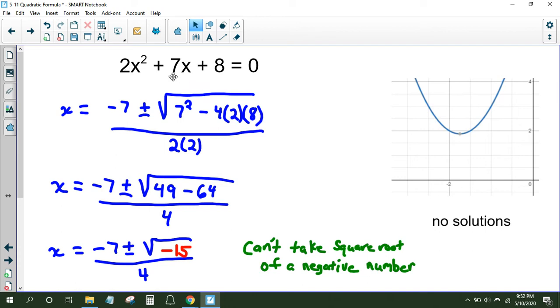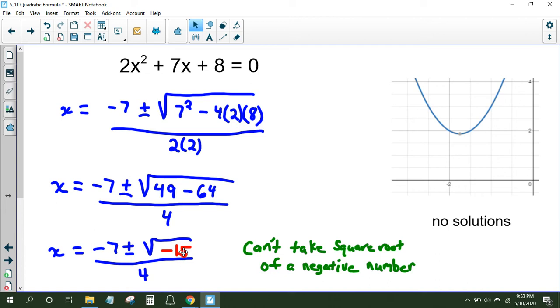We have 2x squared plus 7x plus 8 equals 0. So I put all of my a, b, and c values into our formula. So negative 7 plus or minus the square root of 7 squared minus 4 times 2 times 8, over 2 times 2. So we're going to simplify down. We have x equals -7 plus or minus the square root of 49 minus 64, over 4.